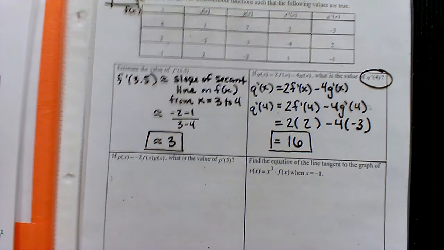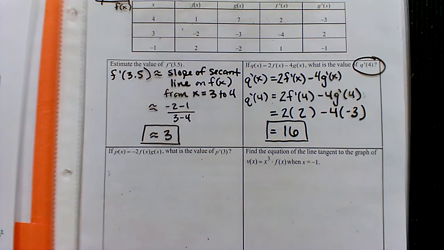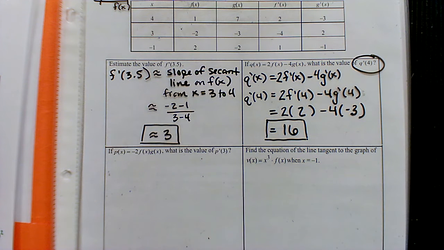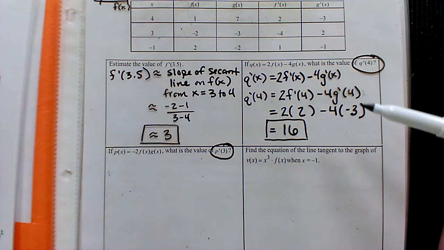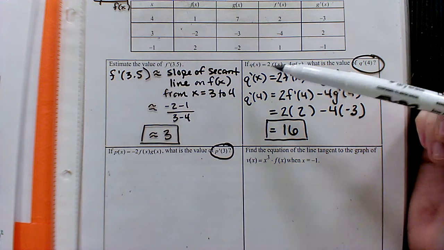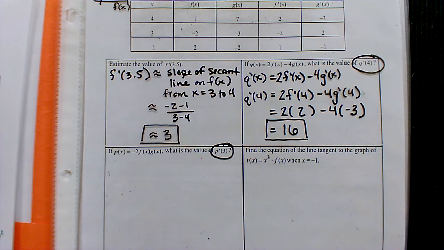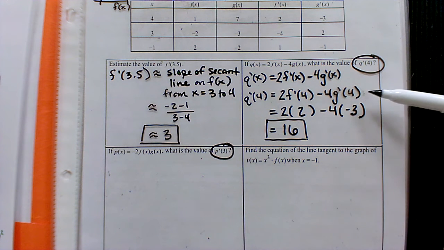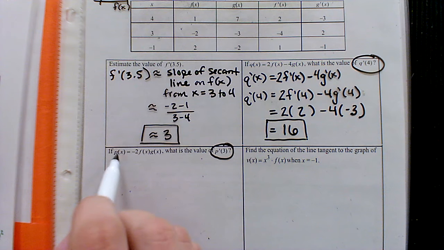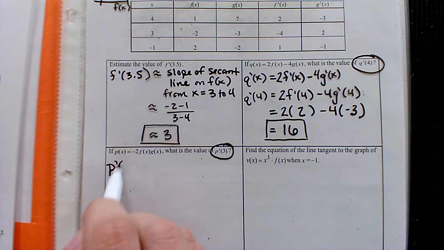Haven't really had to use a product rule just yet. All right, let's check out the next one. If p of x is this equation, what is the value of the derivative of p at 3? Okay, so very similar to the last one we did. We're going to try to figure out the derivative equation, and then in this case we'll plug in 3, whereas the last case we plugged in 4.